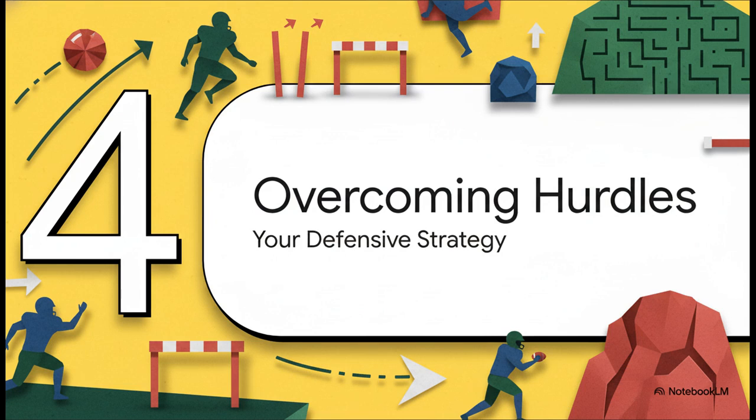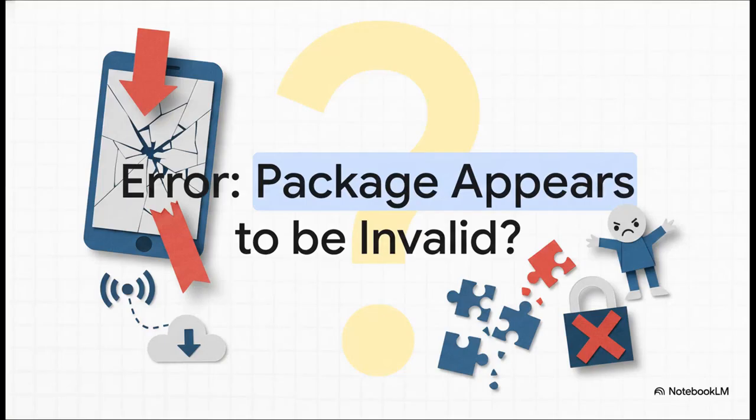No game plan is ever complete without a solid defense, right? Sometimes you hit a snag. But just like in any sport, if you have the right defensive plays ready, you can turn a problem into a quick fix. So let's talk about some of those common errors. So let's say you've downloaded the file, you're all excited, you tap to install, and then, bam, you get this super frustrating error message. App not installed as package appears to be invalid. What in the world does that mean, and what do you do now?